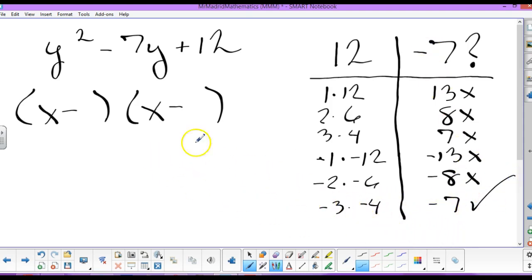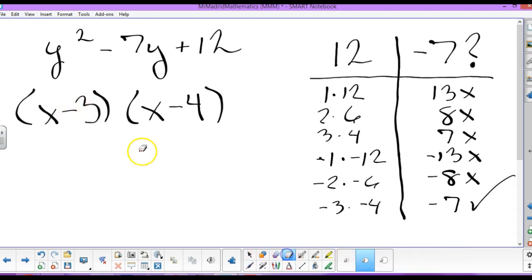So now I'm going to put in negative 3 in here. And I'm going to put in negative 4 in there. And that is how I factor my trinomial into two binomials. Now my challenge to you is go ahead and FOIL this out, multiply it up, make sure that it does indeed match this. I'll do it real quick.